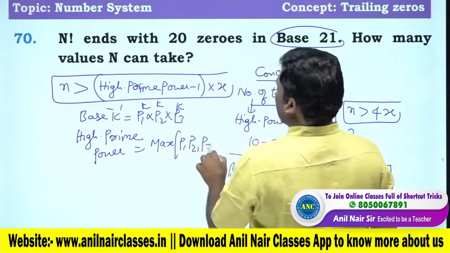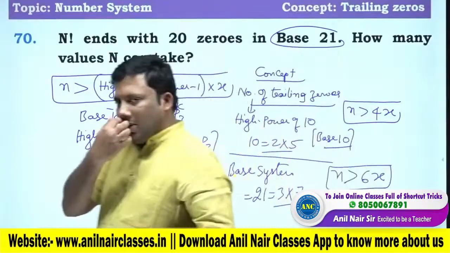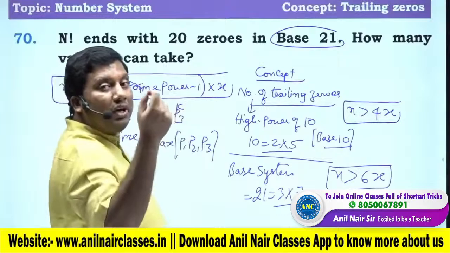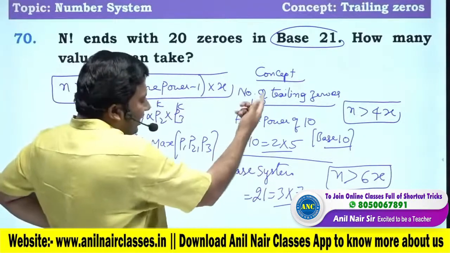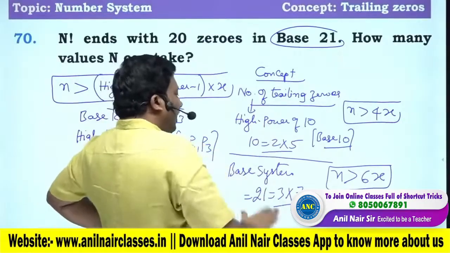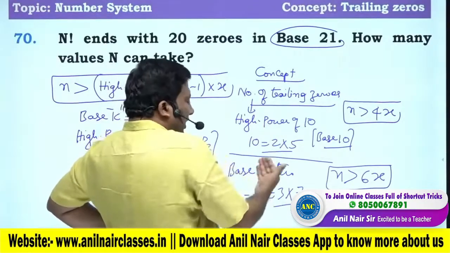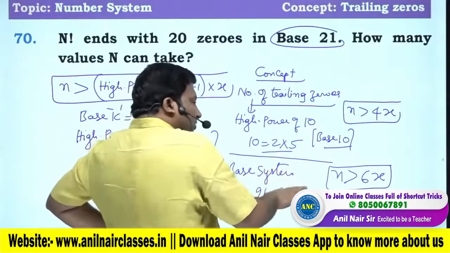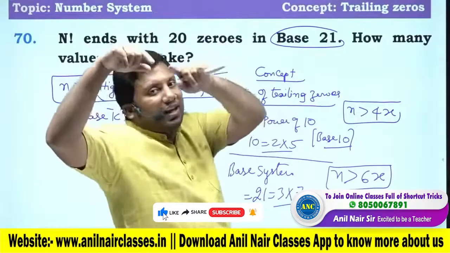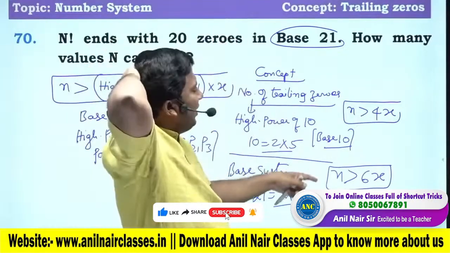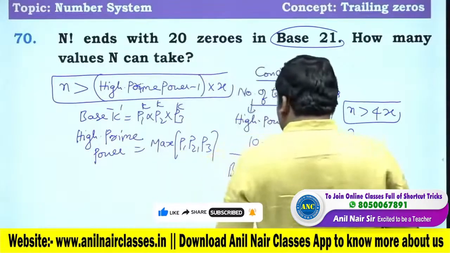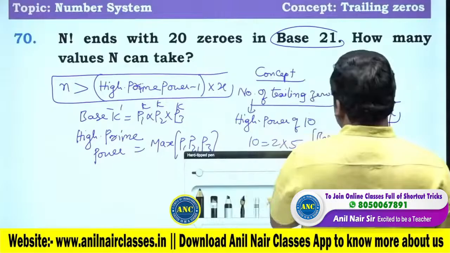Very interesting concept, sir. Highest prime power. Suppose base system 10 is 2 into 5. So n is greater than 4x, because power of 5 will be less than the power of 2. In base system 21, it is 3 into 7. Power of 7 will be less than power of 3. Same thing you will do. N by 5 square we did. N by 7, n by 7 square we will do. Very easy. This is a mock question which I created some years before.